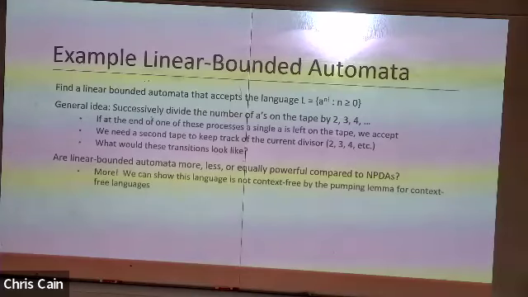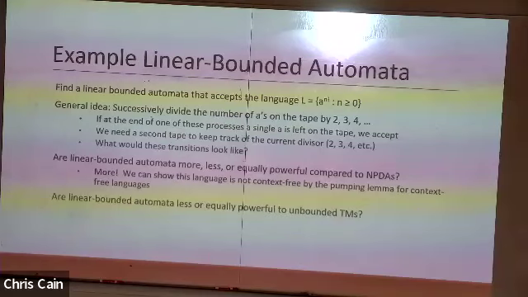And the reasoning for this is we can show that there exist multiple languages that are not possible to produce an NPDA for. You can use the context-free pumping lemma to show that something like a to the n factorial is not context-free. And yet we can build an automata to accept it if we use a linear bounded automata.